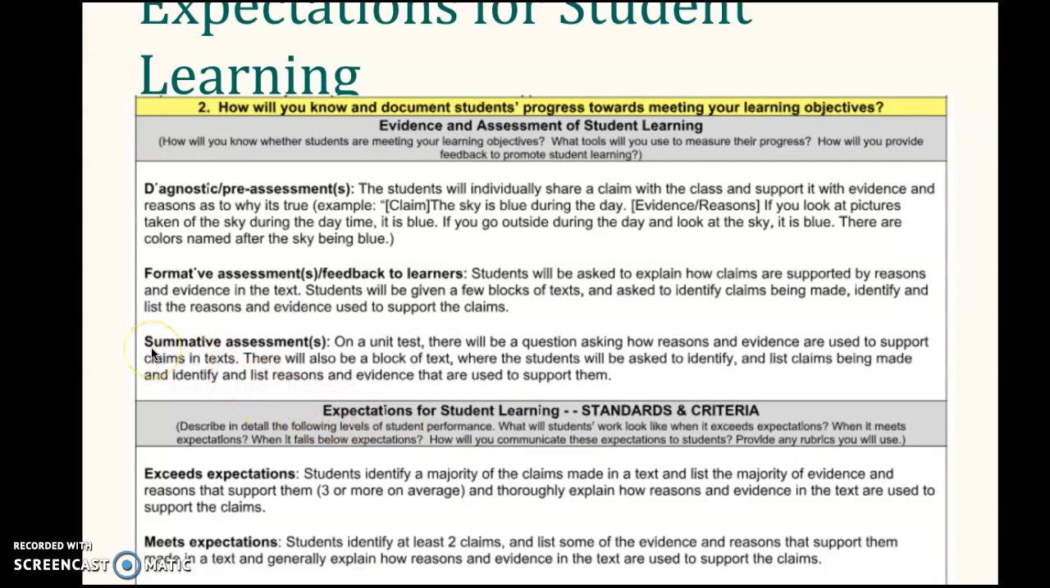So in this lesson, the formative assessment is students will be asked to explain how claims are supported by reasons and evidence in the text. Students will be given a few blocks of text and asked to identify claims being made, identify and list the reasons and evidence used to support the claims. See how that's really described quite well? You know exactly what it is students are doing. And if you were to look back at the learning target, it would make total sense.